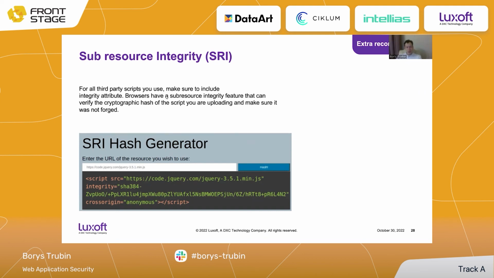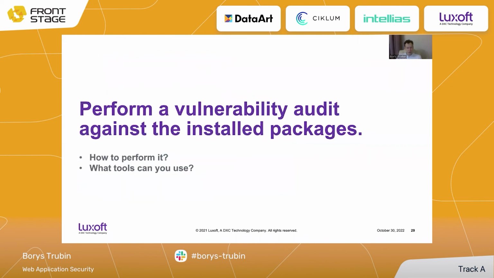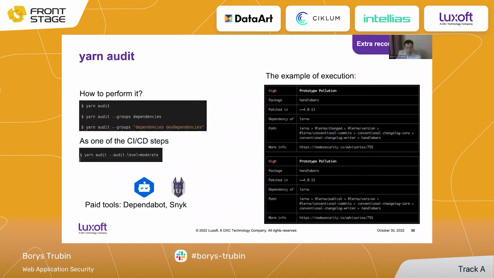Next, I'd like to highlight the topic of performing a vulnerability audit against the installed packages. There is always a risk that the packages you use may contain some kind of vulnerability. You need to use reliable third-party packages and pay attention to the frequency of updates. There is a built-in command, audit. It checks for known security issues with the installed packages and asks you to update them. The output is a list of known issues. You can check groups of dependencies like dependencies, dev dependencies and peer dependencies. Moreover, you can add the command as a separate CI/CD step.